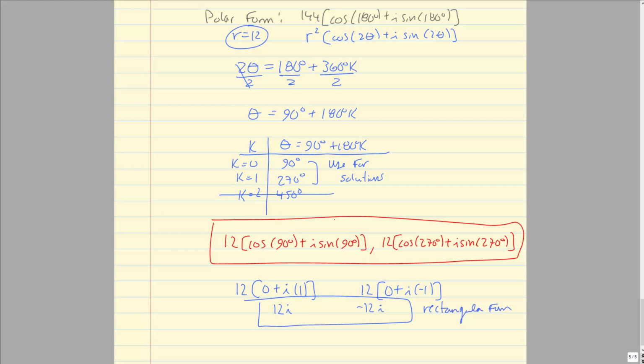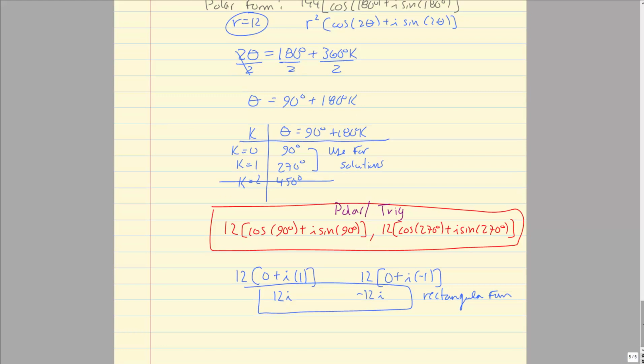And again, these are in polar trig form. Now, I don't know if anybody else thought about this, but wouldn't this just be the square root of negative 144, which is the square root of negative 1 times the square root of 144? So this would be i times the square root of 144, which is 12, and I have positive and negative roots. So this would be plus or minus 12i. That seems a little shorter than all the work we've done.